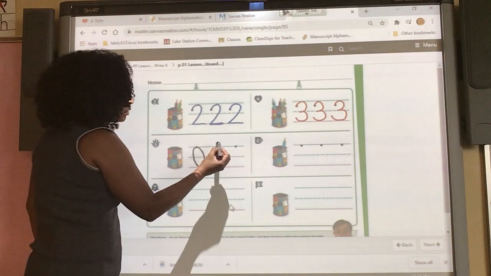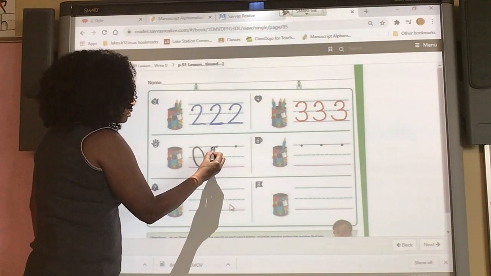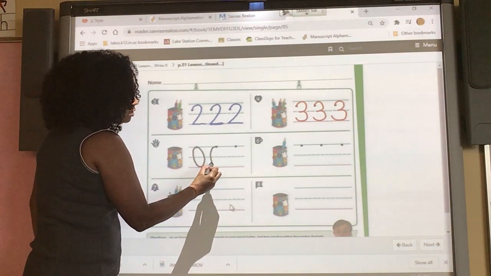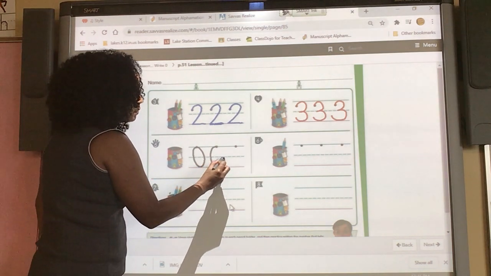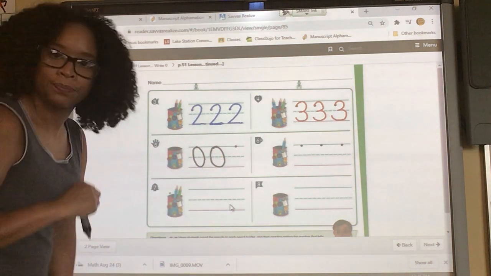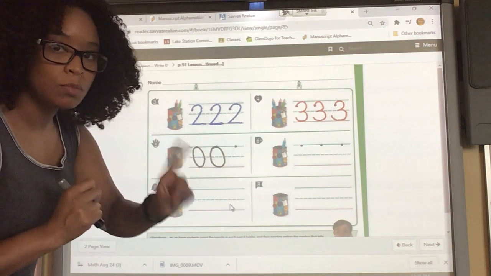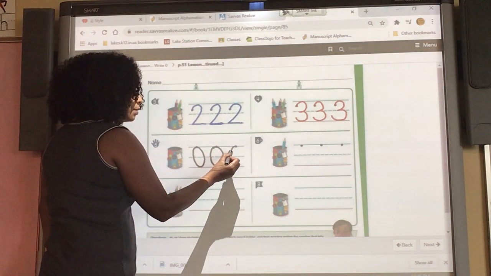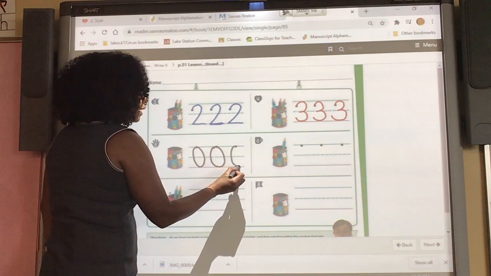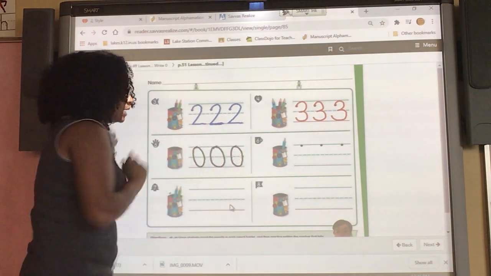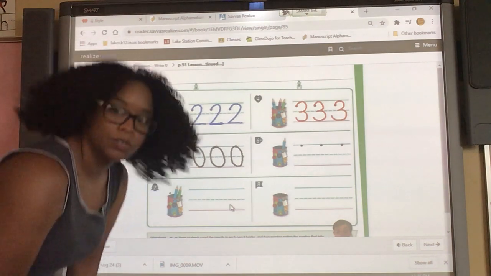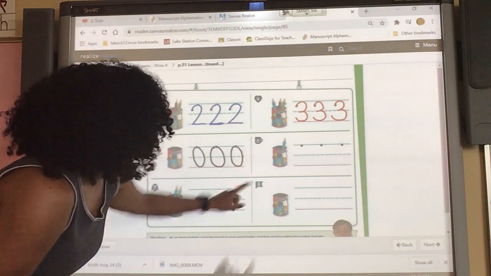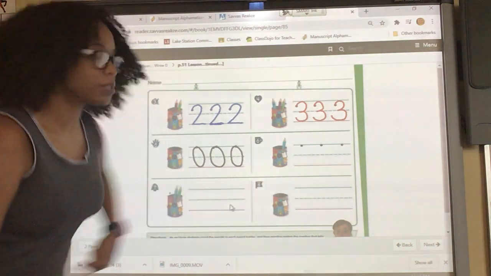Let's write another one. Start at the top, curve around just a little bit to the bottom, curve a little bit, and back to the top. And we need to write one more 0. Start at the top, curve a little bit, around to the bottom, curve a little bit, back to the top. Those are good looking 0s. Let's go to our next cup of pencils.